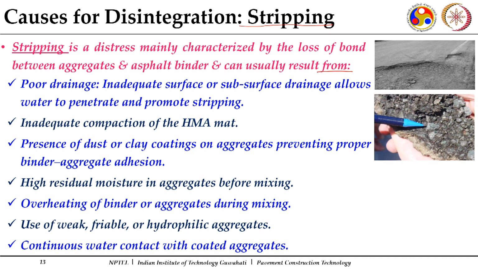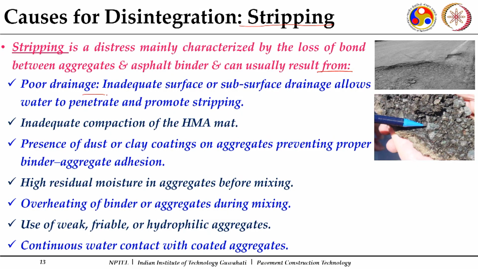And when can it occur? Once this bond is lost, the material loses its strength, and then you can experience distresses in the form of cracks, in the form of rutting, in the form of shoving, because the strength or stability of the mix is lost as the binder has stripped from the aggregate surface. So, when can it happen?